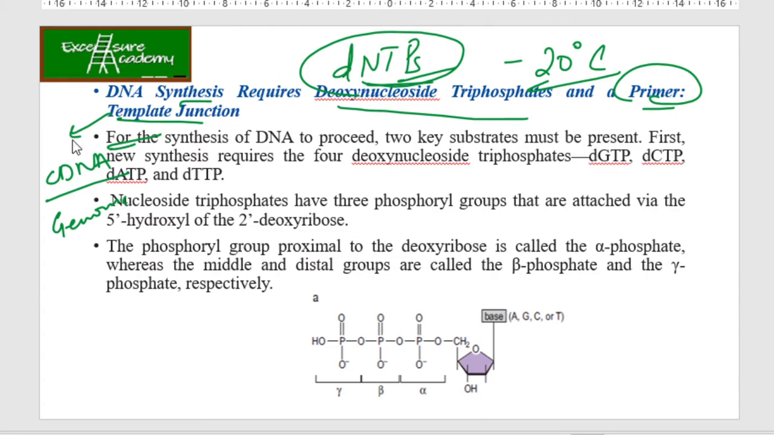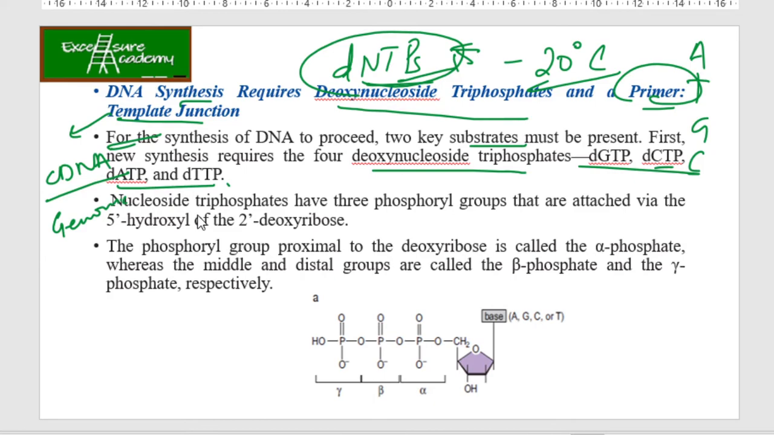Okay. So for the synthesis of the DNA to proceed, there are two key substrates. So what are those? First is the dNTPs. So what are these dNTPs? We have got 4 different dNTPs. क्यों? Because हमें मालूम है हमारा DNA ATGC का बना हुआ है. So we are going to have the dNTPs of these ATGC. So it will be nomenclated as dGTP, dCTP, dATP and dTTP. ठीक है, तो ये आपके 4 dNTP हो गए.